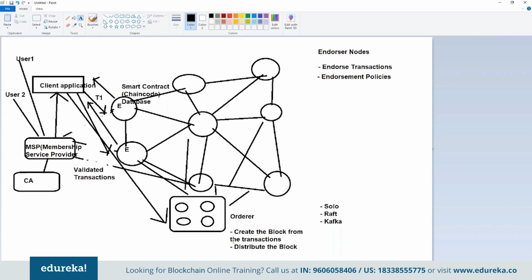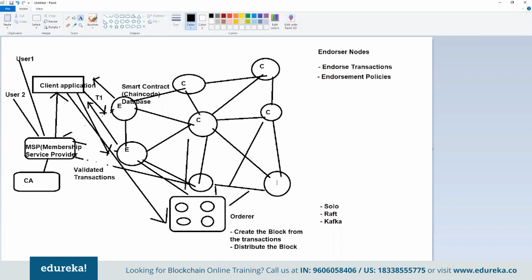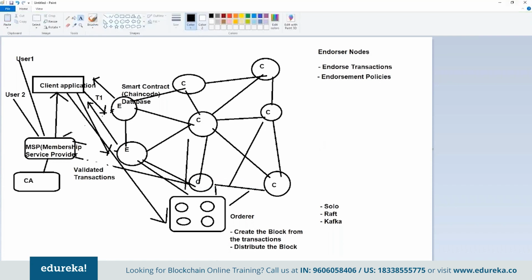Now, these blocks will be received by the endorser also. These blocks will be received by these nodes. These nodes are known as committer nodes. They will get the block from the ordering service. They will verify whether the transactions that are part of that block are endorsed by the endorser or not, and whether they have correctly been distributed by the ordering service or not. And once they verify this information, they will update their blockchain database and the transaction will be committed to the blockchain. So this is the overall flow of your transaction in a Hyperledger Fabric network.